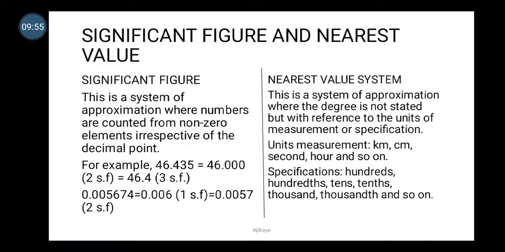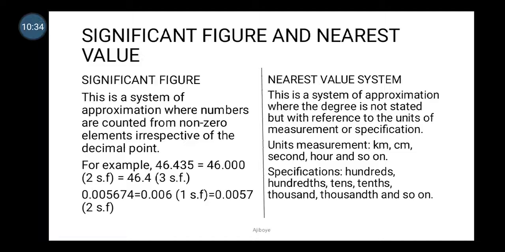Also, if I choose to approximate to 2 significant figures, it will become 0.0057, because I will stop at the first two figures, which are 5 and 6, and consider only the figure after 6, which is 7. And since 7 is more than 5, I'll round it up to 1 and add it to the 6, and that becomes 7. So I will have 0.0057, and that's the two significant figures.